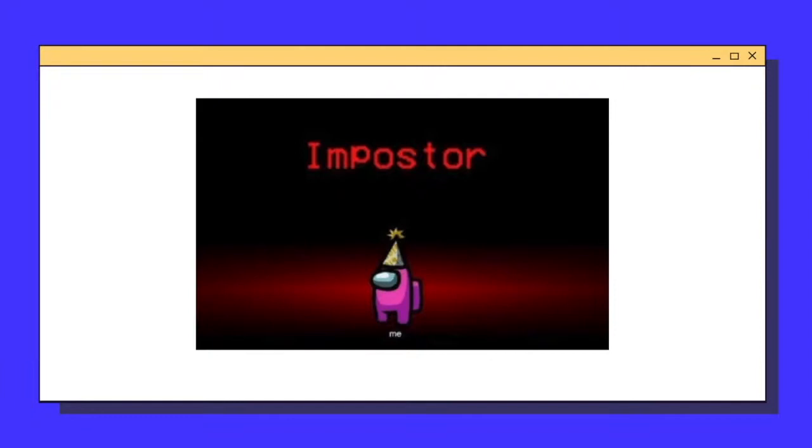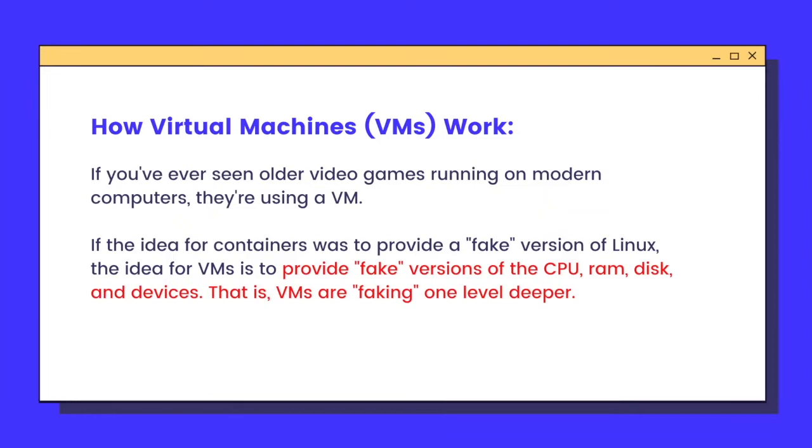So if that's how containers work, then how do VMs work, and how are they different? Well, VMs are very similar to emulators. If you've ever seen someone running an older video game on a modern computer, they're using a VM. So the idea for containers was to provide fake Linux. Within the container, they don't really know they're running within a container. They see files, but the files are simply pointing at a different place within the real Linux installation.